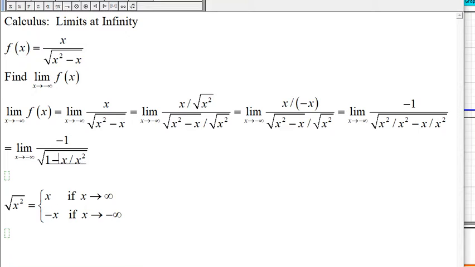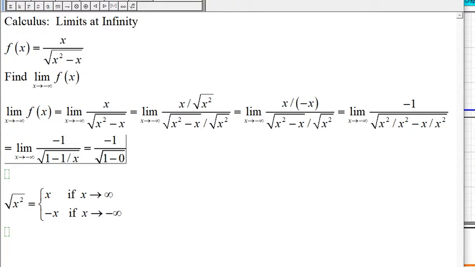And then right here we have x dividing by x squared, and so we get 1 over x. So this would be -1, and then we get the square root of 1 minus 1 over x. And then as x approaches negative infinity, this will go to 0. And so we get -1 over the square root of 1, which is equal to -1.